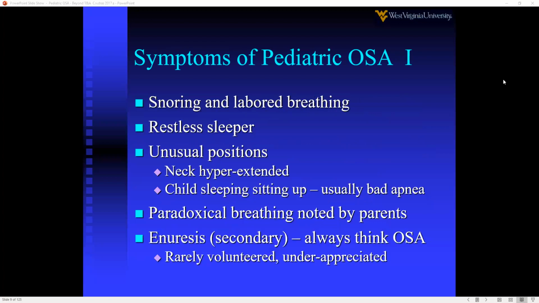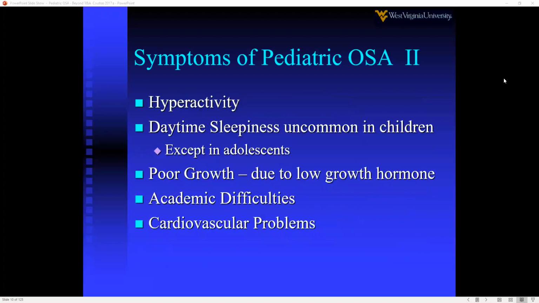And then paradoxical breathing, seeing the chest and abdomen move against each other rather than at the same time. And then the enuresis we measure. But you got to ask about that. And I always ask in such a way that it doesn't embarrass the child. Then hyperactivity, daytime sleepiness we mentioned, poor growth.